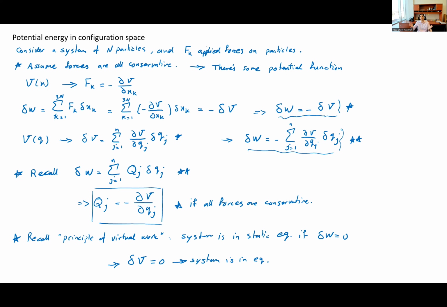Essentially, if you draw the bowl of the potential function, or maybe it's a dome, and your system is at the bottom of that bowl, if you change your system slightly and the potential doesn't change, that is what this statement means. Its gradient or its differential is zero in all directions, then your system is at static equilibrium.